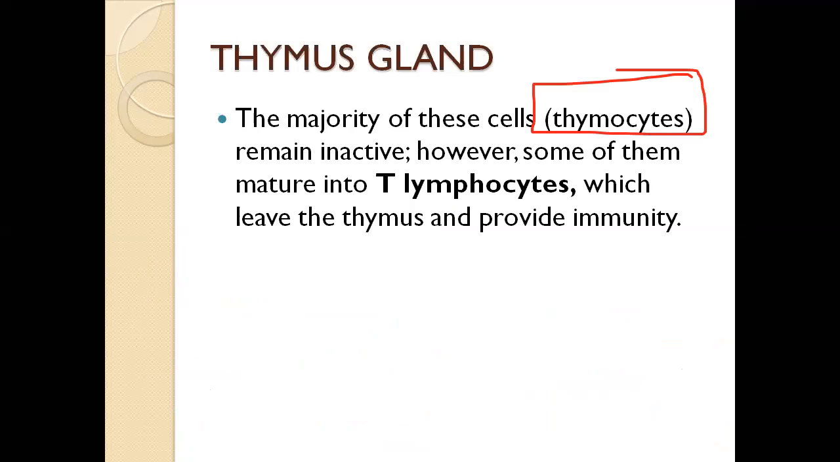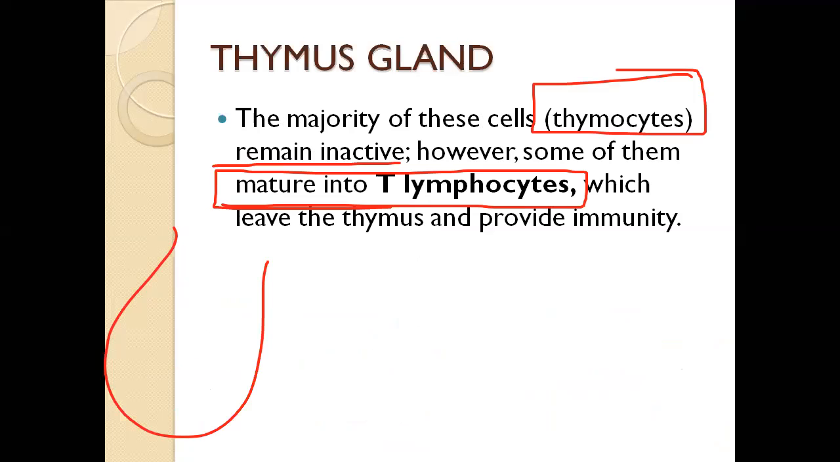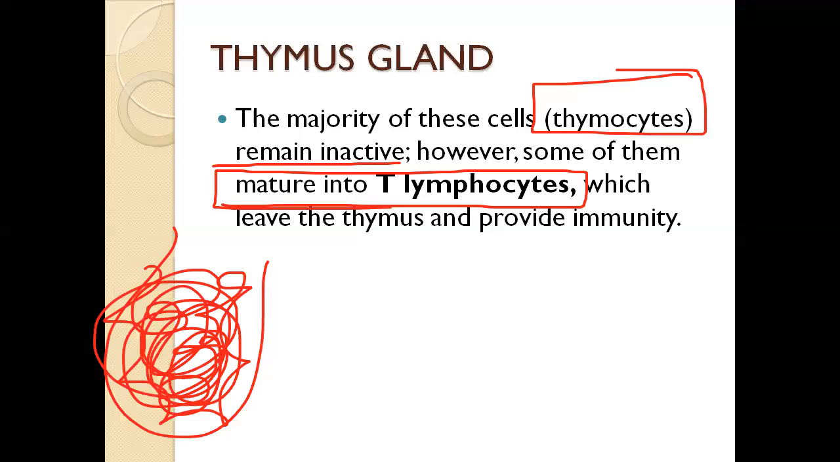These thymocytes in general remain inactive. However, some of them mature into T lymphocytes. This is the function: they leave the thymus and provide immunity. So what they're saying is, in the thymus there are so many cells, we call them thymus cells. They are produced in the bone marrow, will come here, and in this area some of the cells, we call them thymic lymphocytes or T lymphocytes, will become mature, and the matured T lymphocytes leave the thymus and provide immunity. That is the third phase, activation.